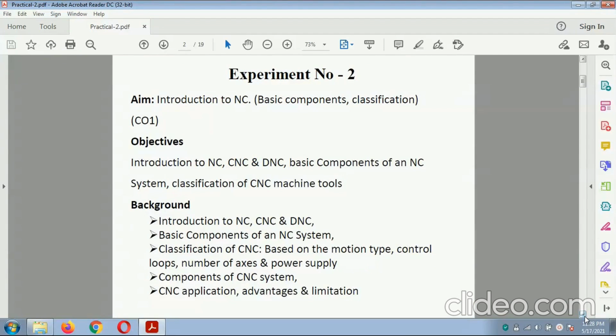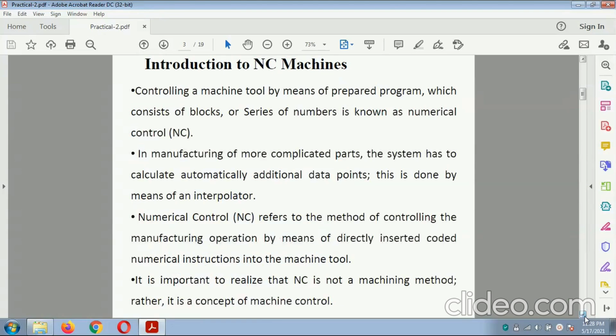Objective: the introduction to the NC, CNC and DNC machine, the basic component of the NC system and classification of the NC system. The background of the system is to understand and gain knowledge of the NC, CNC and DNC machine, the basic component of the NC system, the classification of the CNC machine, the component of the CNC machine, and the various applications and limitations. The introduction to the NC machine.